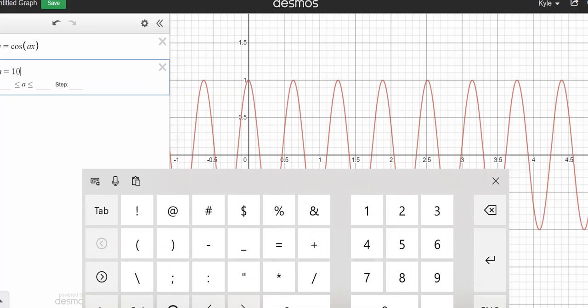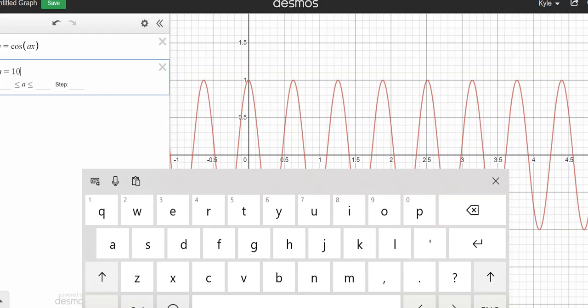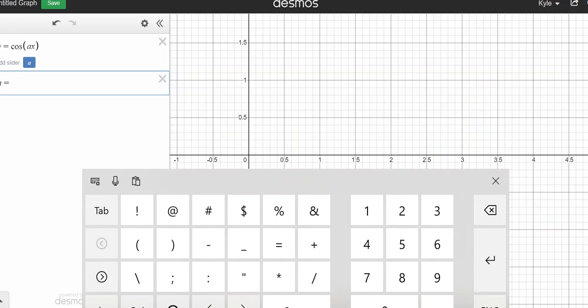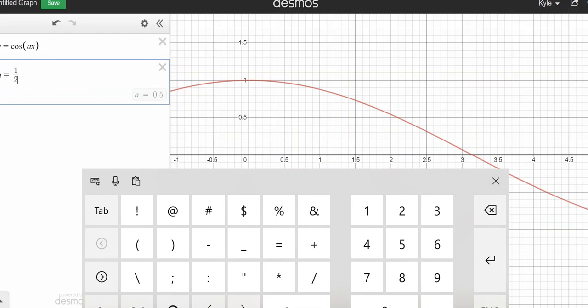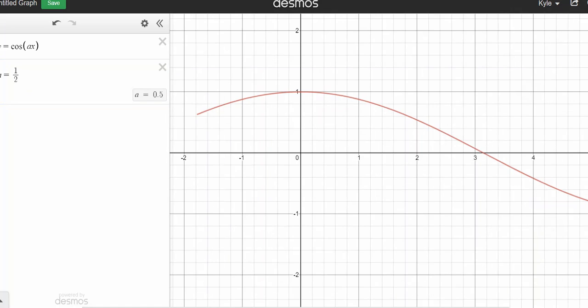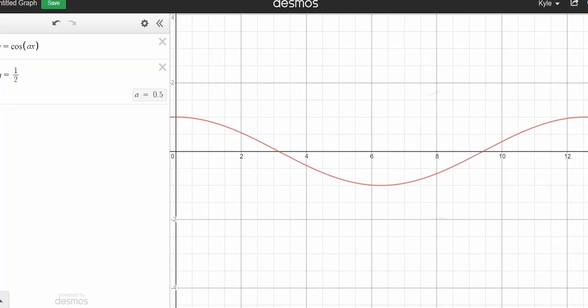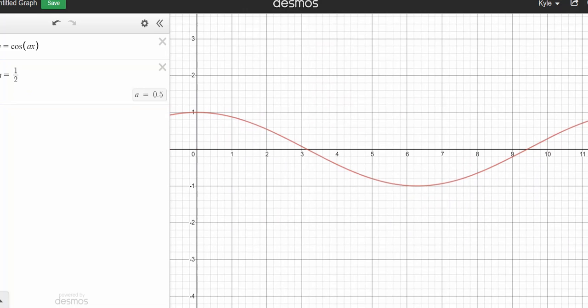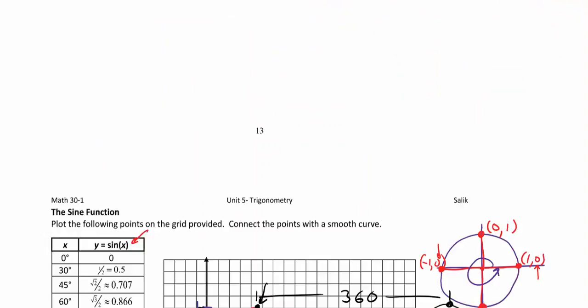And then it happens the other way as well. If this is 1 to begin with, I could also make that a half, and we'll see what happens. If that's 1 over 2, then you see how the whole thing is now stretching out. So that's what's happening there. Hopefully that makes sense.